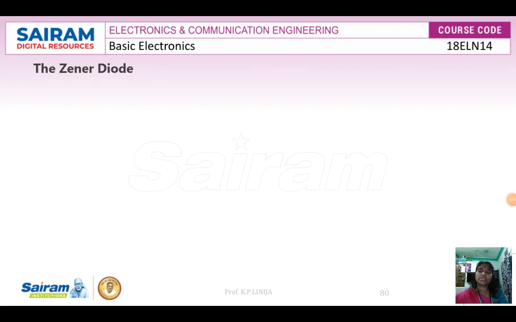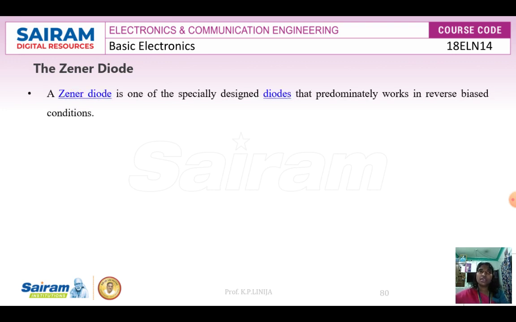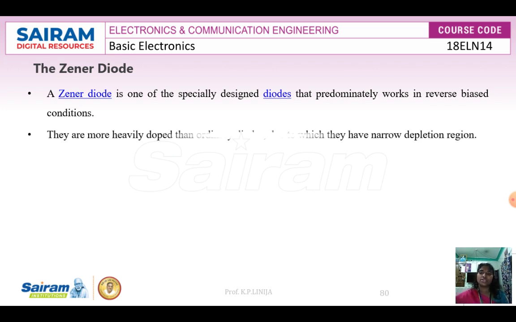Today let us discuss the Zener diode. Already we have discussed the PN junction diode. Followed by that, today let us discuss the Zener diode. Actually, this Zener diode is a diode which is designed specifically, and this diode will work in reverse bias conditions.